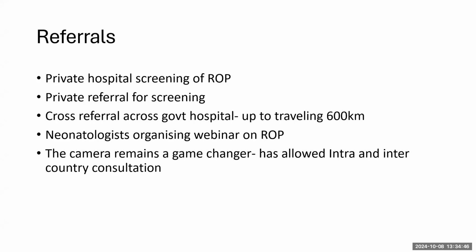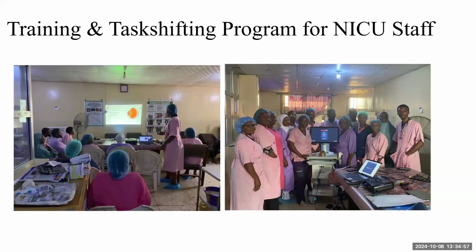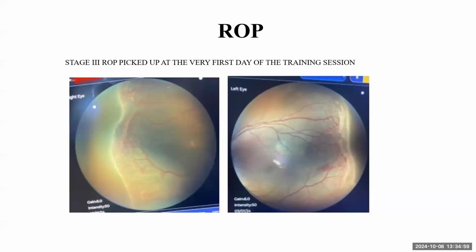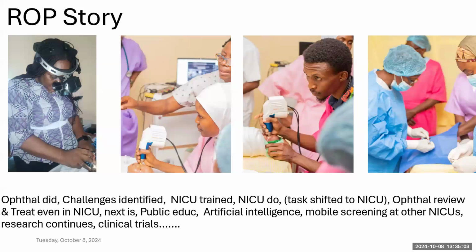Okay, so in conclusion, our ROP story has moved from being very basic to, at this point, being able to talk with one another, audit our data, and looking forward to a situation in which every institution that sees a reasonable number of babies is able to use a camera or a smartphone, take pictures, share, and get support from wherever, so that we stop the needless blindness from ROP in Africa.